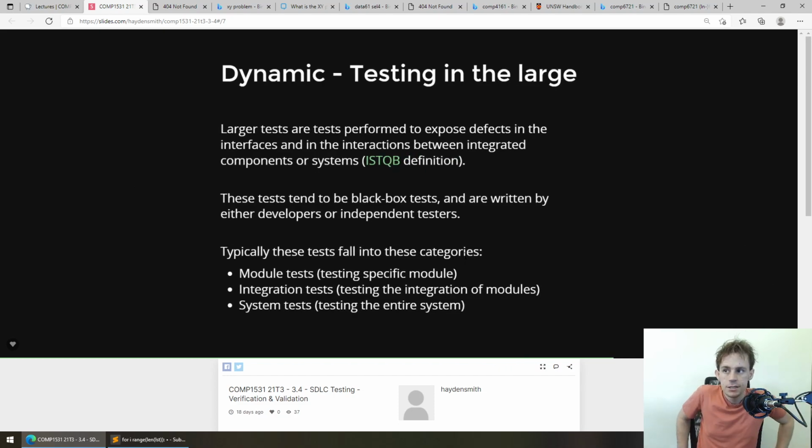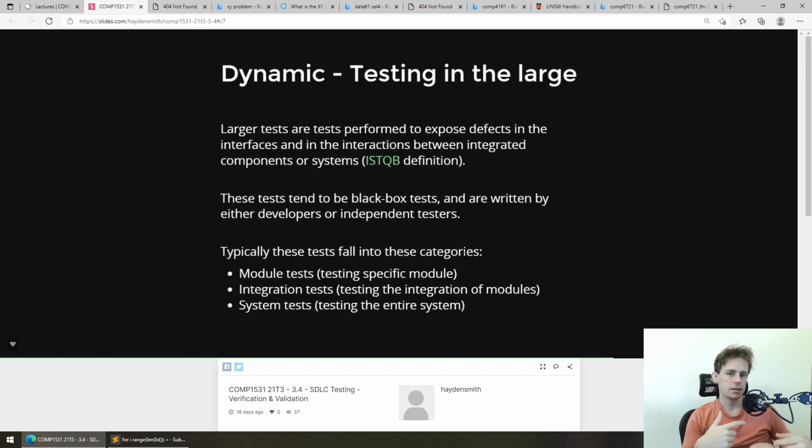Testing in the large is actually starting to test software, looking at it from a bigger picture. Because, as you get from small testing to large testing, you start off being like, I'm testing this function, and then suddenly later on you're testing the entire software system. However, there's some steps in the meantime. So larger tests are tests that are performed to expose defects in interfaces and interactions between integrated components. It's basically saying, does your software work together?